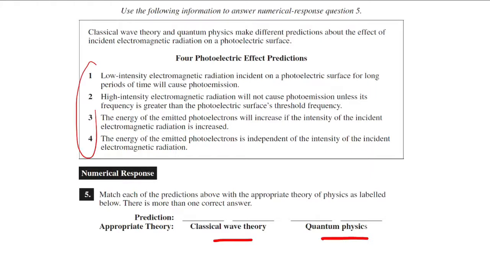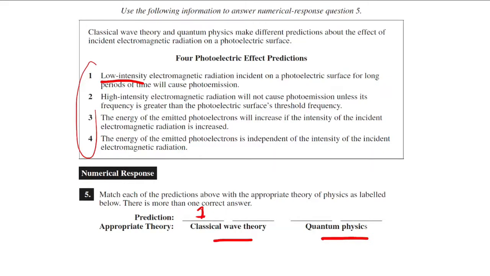So honestly, here you just read it one by one and sort it into which category it needs to go into. So, 1: low intensity electromagnetic radiation incident on a photoelectric surface for long periods of time will cause photoemission. So remember, does intensity have to do with whether it's emitted or not? No, that's frequency. We know it has to be at least at the frequency. That was definitely part of the classical wave theory, because they thought intensity would affect everything. Okay? So that is part of the classical wave theory, not quantum physics.